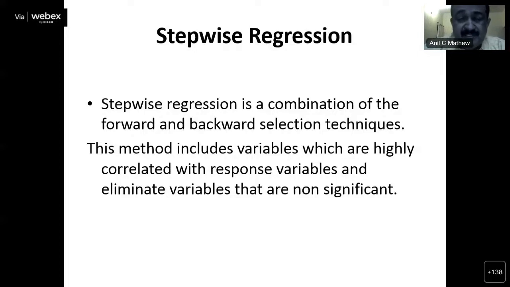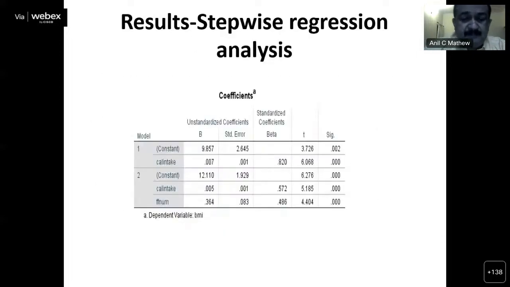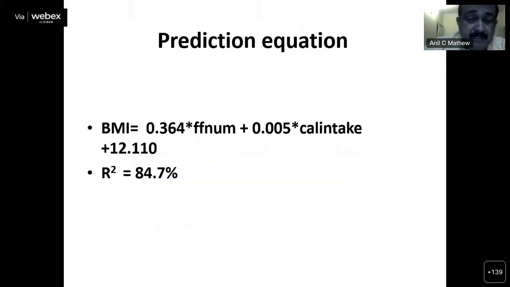This method includes variables which are highly correlated with response variable and eliminates variables that are non-significant. So when you do the stepwise regression, also it's almost exactly the same thing. But out of these three methods, if there's a difference in forward and backward, I will suggest that it is better to look for the stepwise regression method. Because if you look into the history of the multiple regression, stepwise is the latest regression model compared to forward and the backward. Very rarely it happens, but in case you have a confusion, better to go for the results in the stepwise regression. So when you do it, the results do not vary much in reality.